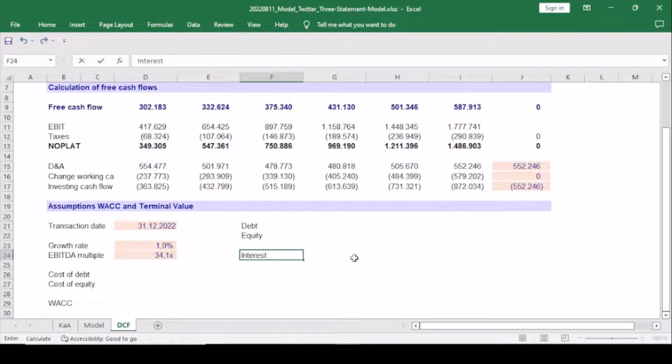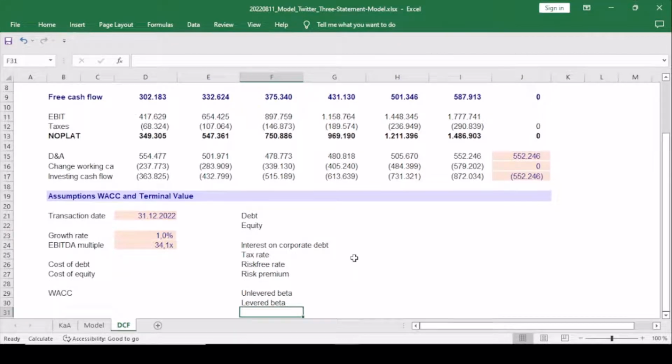So next, on corporate debt, the tax rate, risk-free rate, risk premium, and unlevered beta as well as levered beta. So the difference between those two I will explain in a minute.